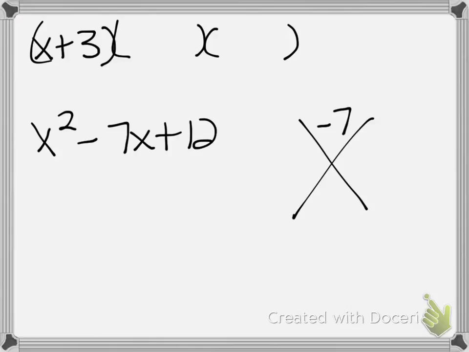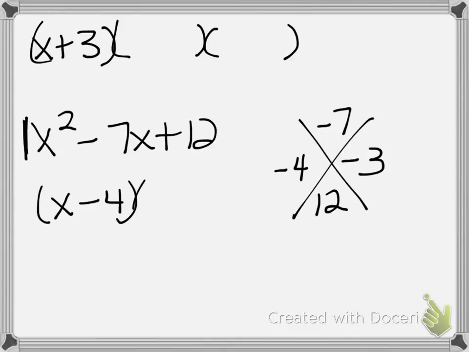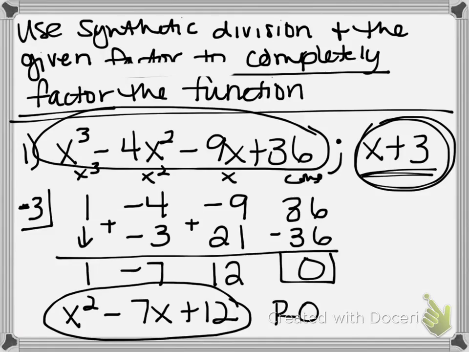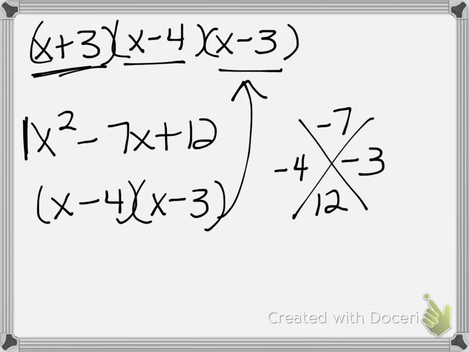So I have negative 7 here, and I have 12 there. So I can do negative 4 and negative 3. Notice that a is 1. So I can just take what I've got, x minus 4 and x minus 3. So that's what I can put up here with my other factor. And I know that x plus 3 was a factor because it told me. Use the given factor, so I know that this is one of the factors, and these are the other 2.